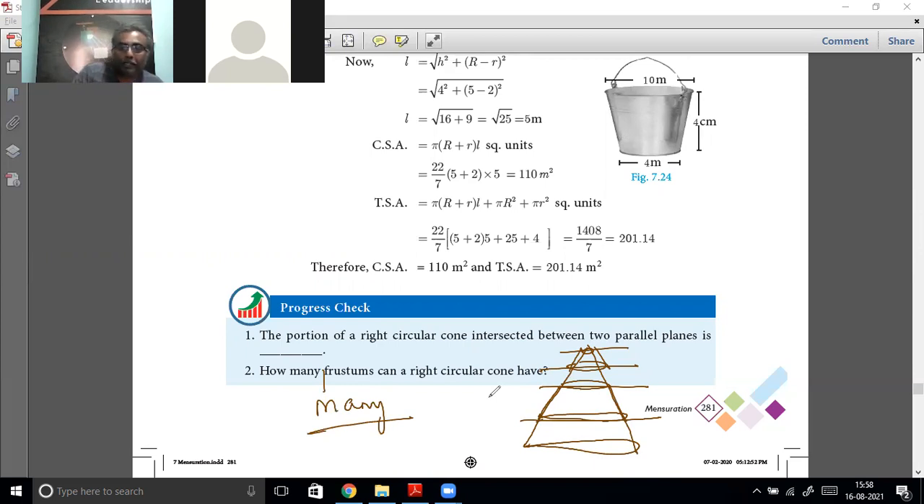The portion of a right circular cone intersected between two parallel lines. This portion is called what? Like parallel lines, sir. Right. That is its name, frustum. What is the portion of the cone?